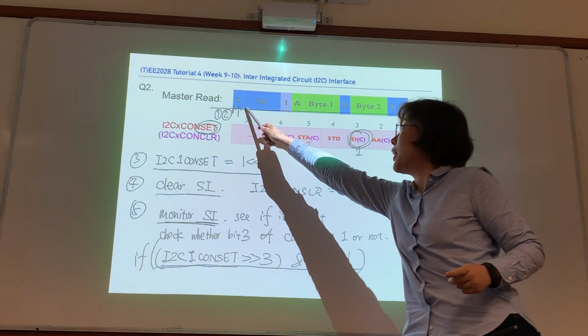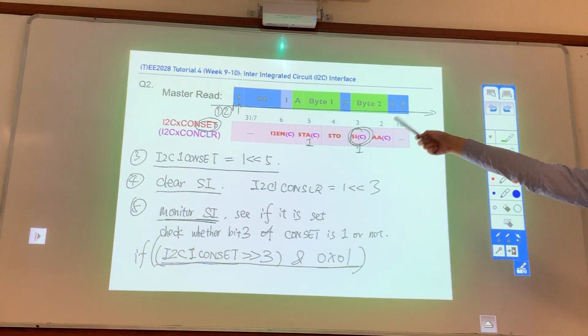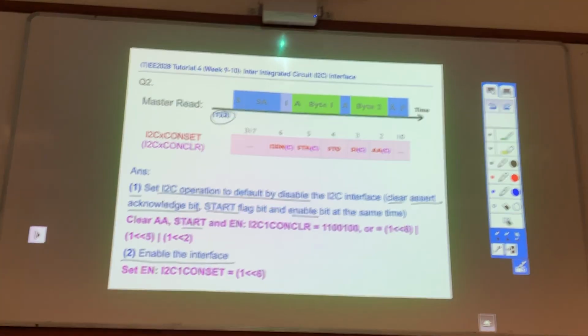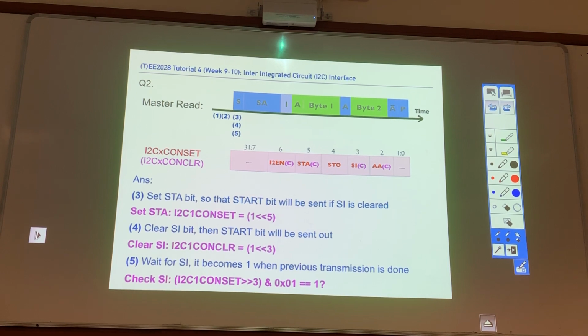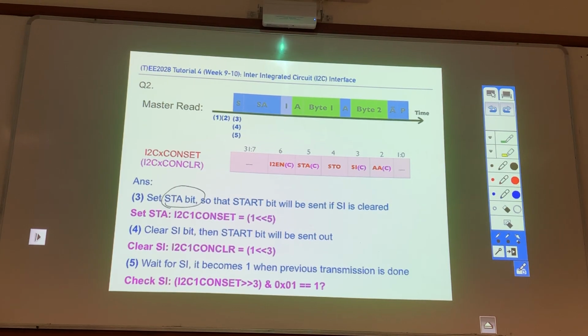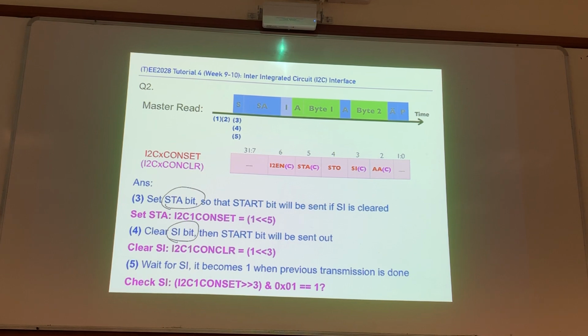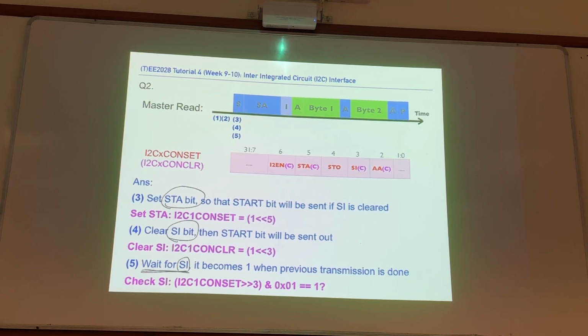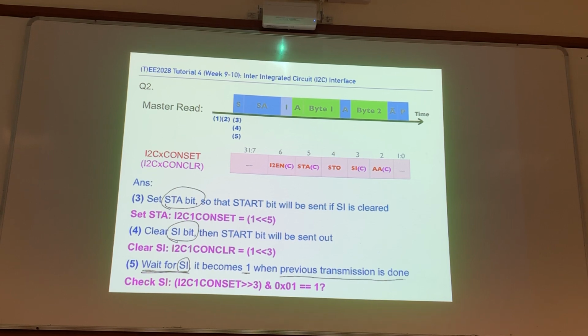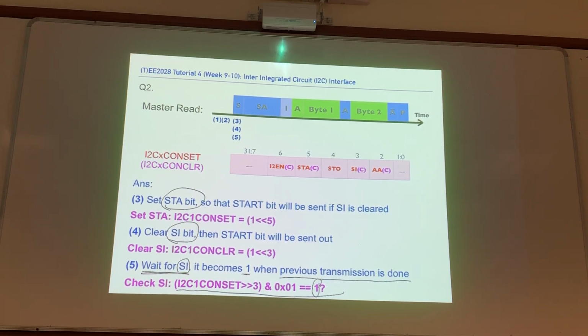Then basically you are here now. Can you see, you set the start, but the start is not out yet. You need to clear the SI so that the start can move out. Then you need to wait for your SI to become 1, because this indicates whether the previous transmission is done. So this is the way you check whether the value equals 1 or not.